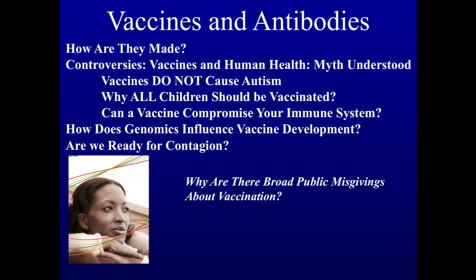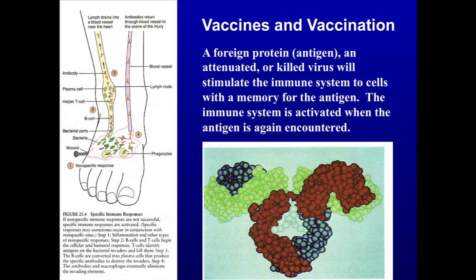How are they made? What are these controversies and how did they come up anyway? Well, the foreign protein, the antigen, in this case, could be an attenuated or killed virus. So if I were to take a killed virus, say smallpox, if I had a smallpox culture and had some way of inactivating it, either by heat or isolating one that was not pathogenic, and I injected it into you, your body will still recognize the foreign proteins of that virus and mount an immune response accordingly.